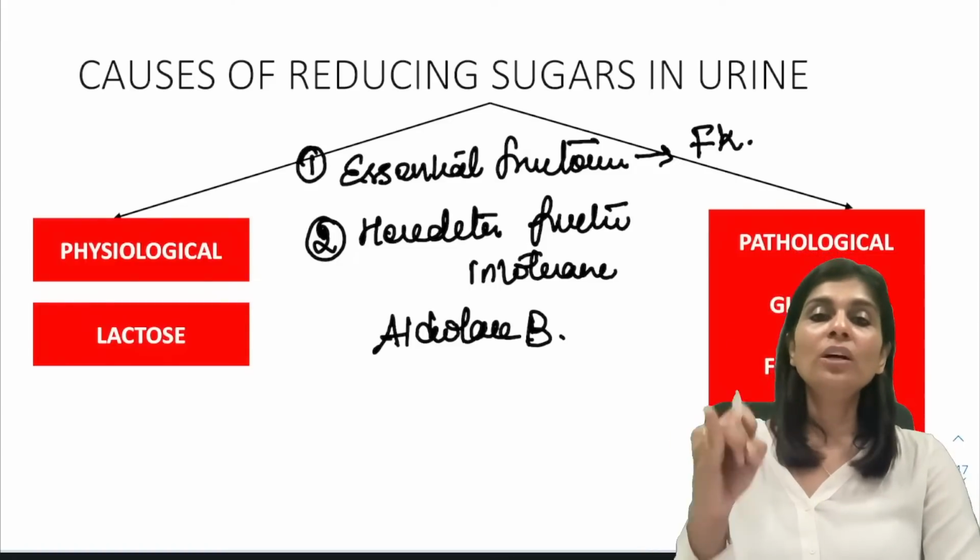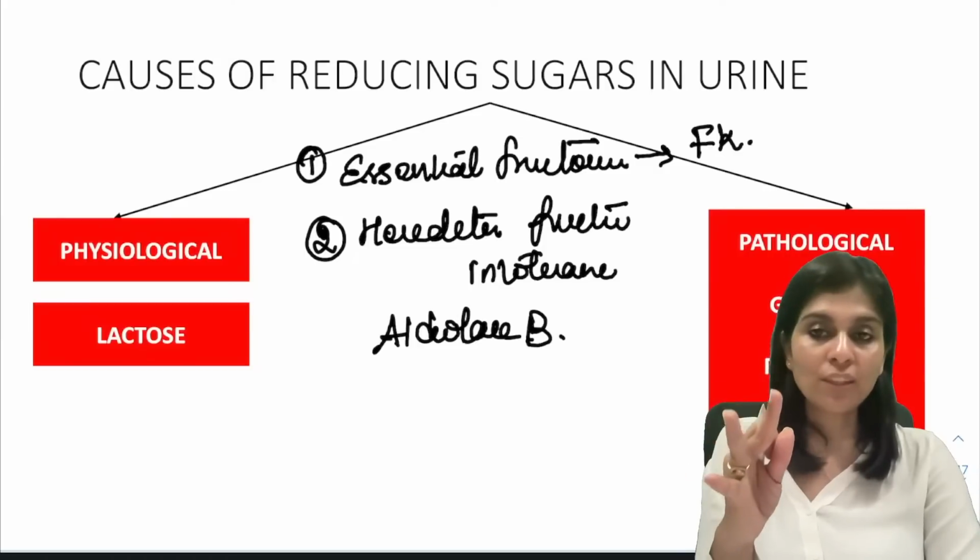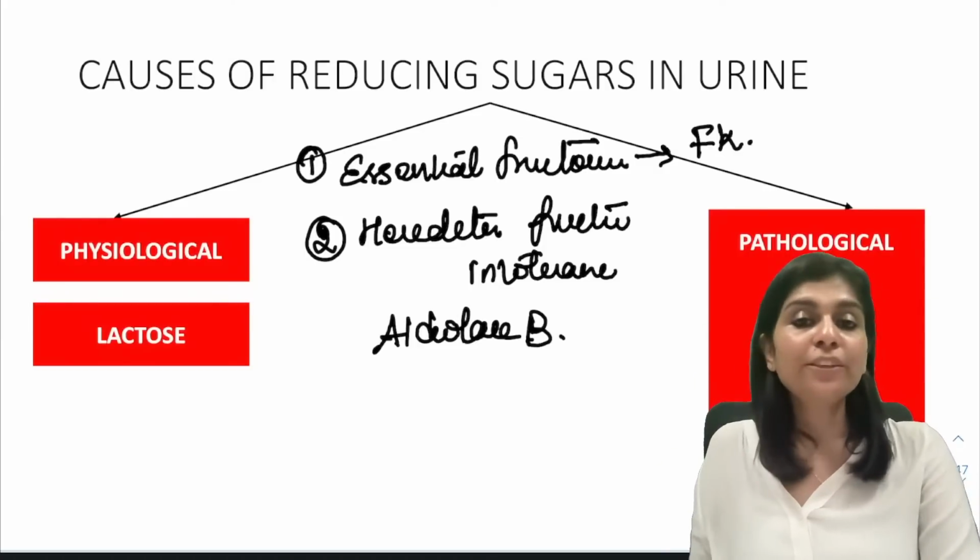Glucose is a reducing sugar. Fructose is a reducing sugar. Galactose is a reducing sugar. Pentose is also a reducing sugar.